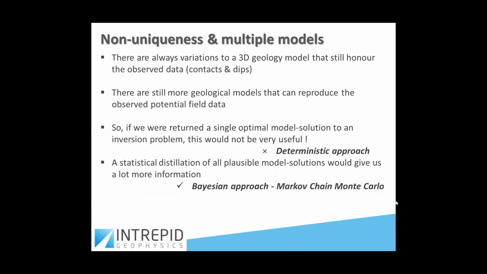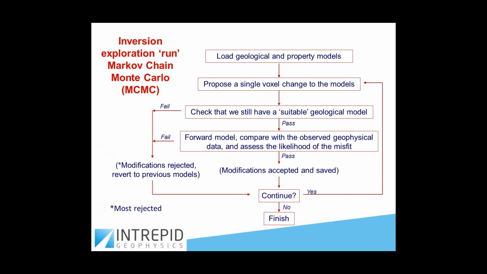So in GeoModeller, the type of approach taken is a Bayesian one, which employs a Markov chain Monte Carlo loop. And this enables us to do a statistical distillation of all plausible model solutions, and that would give us a lot more information. Here's a flowchart of what happens in a very simplistic way.